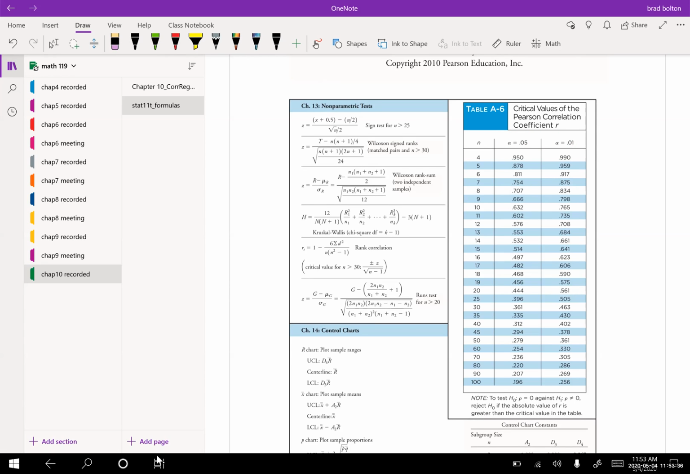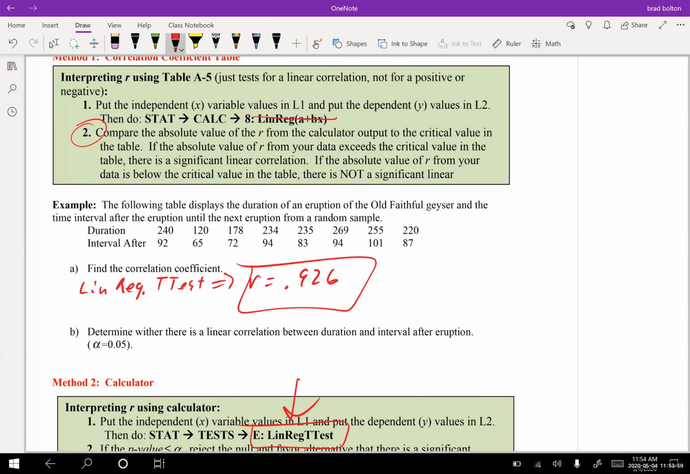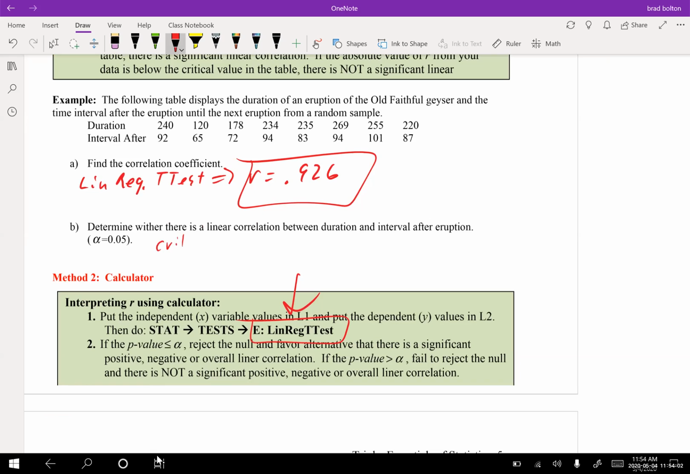So in this particular problem, there were 8 pairs, right? So I'm here, and then what was my significance level? They say 0.05, so that's here. So this is my number. I have 0.707 as my critical value. So I'm going to come back over here, and the critical value equals 0.707. So now we compare our R to the critical value.